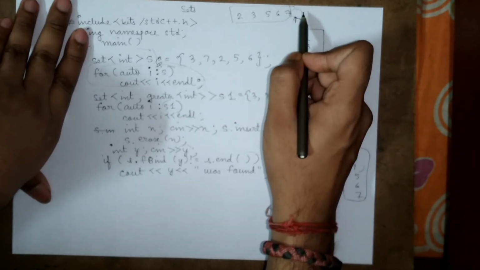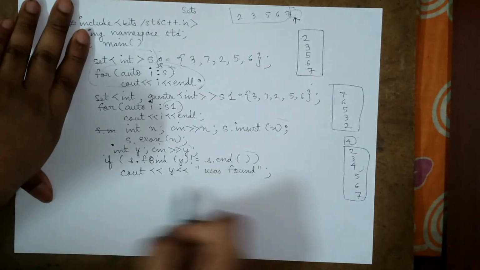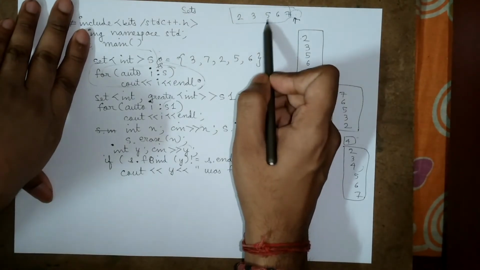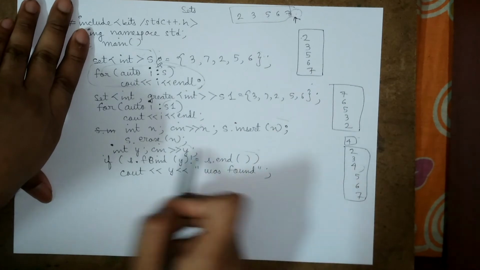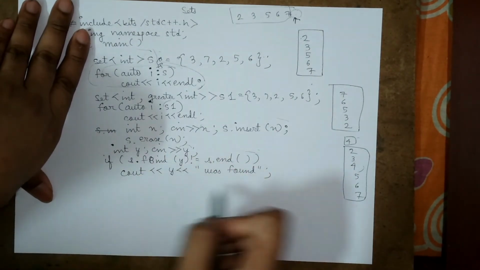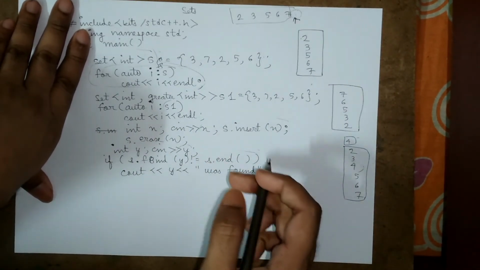So we will check that if it is not pointing at the end, then only we will print that it was found, because then it will point to some point inside the set and not outside. Okay, so hence we write this condition. So this was just another common function that we use inside the set.